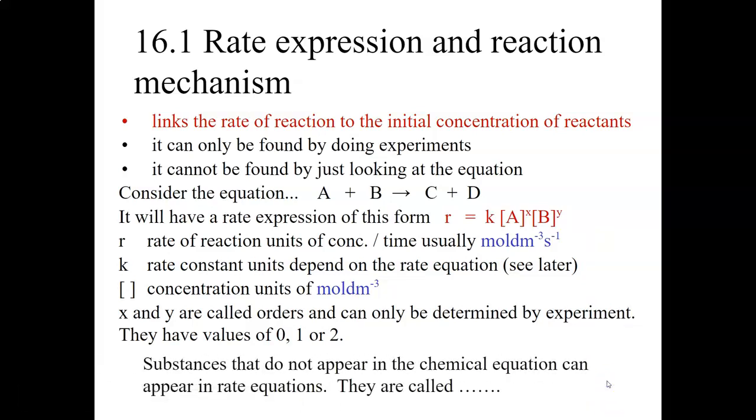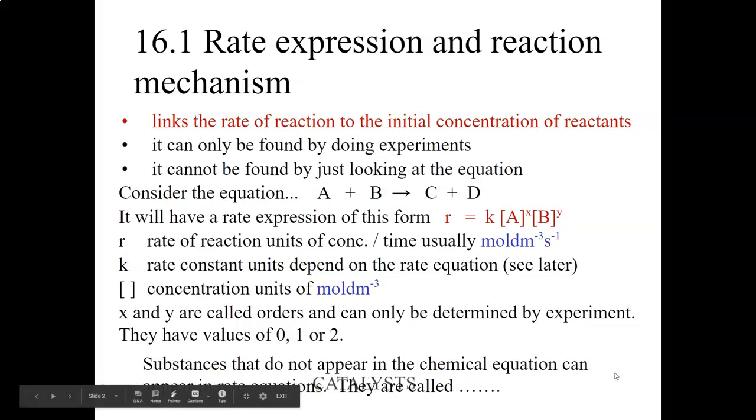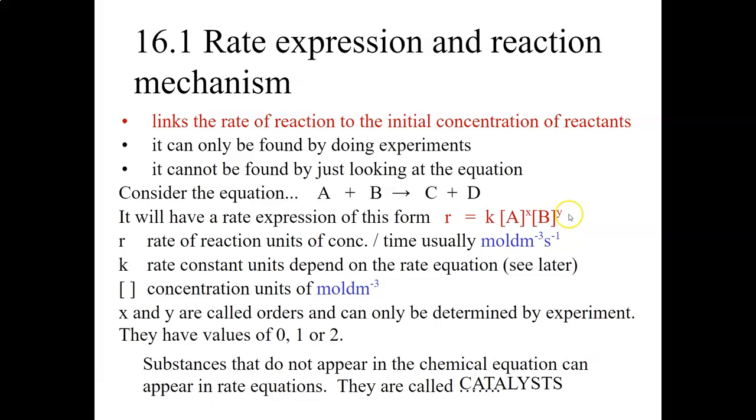Now, there are substances that don't appear in chemical equations but can appear in rate equations. So what are substances called that influence the rate of a reaction but do not appear in the chemical equation? Well, of course, they are called catalysts. So you might see an extra substance in the rate equation up here that does not appear in the chemical equation.